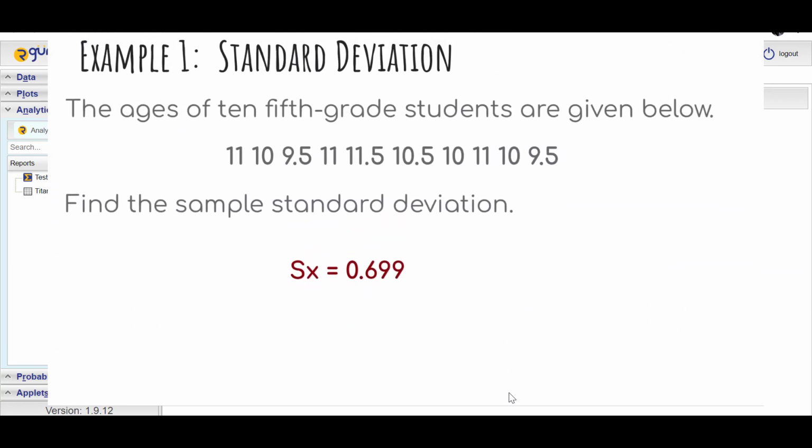So here's one. The ages of 10 fifth grade students are given below, and you can see all of the numbers here. You're going to do the same exact thing that we just did to find this. It ends up being 0.699, but in order to do this, you need to choose sample standard deviation instead of population standard deviation, and that will give you this answer here.